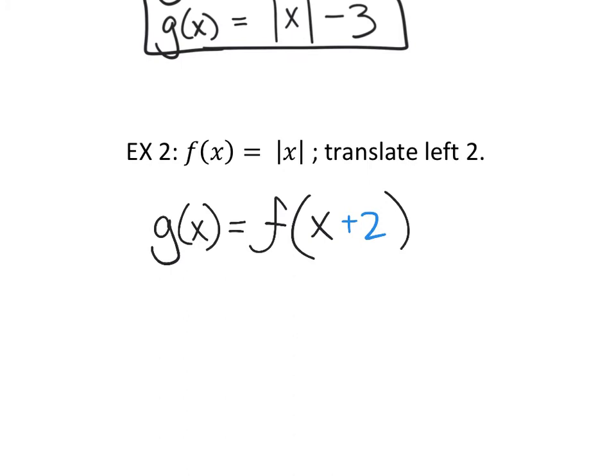Once we do this, now we say g of x, and we substitute back in the original parent function. But this time, does the plus 2 go on the outside? No, we said it should go on the inside, so it goes inside those bars, because this is telling me, rewrite the original function, but this time, instead of writing x, I want you to put this in its place. So I put all of x plus 2 right there.